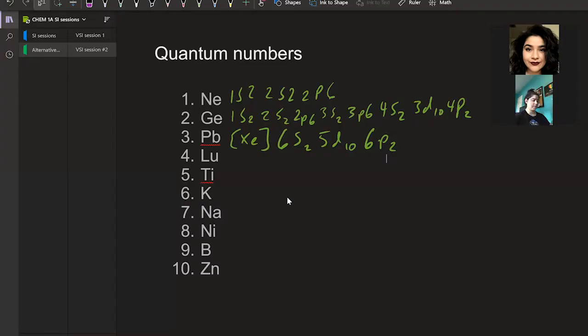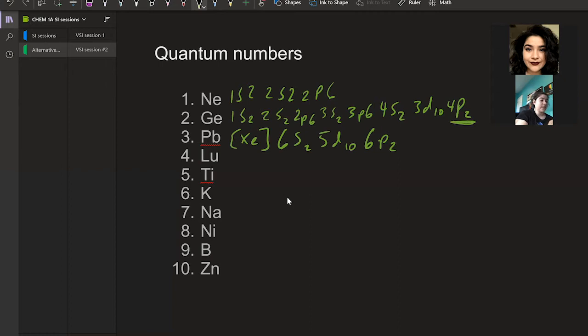I hope that explains quantum numbers a little bit better. However, I'm going to go back to sharing my screen. And that's how I got the first two values for my quantum numbers: I used that long method, going 1s2, 2s2, 2p6. And then I did the same thing for germanium, all the way up to 4p2.